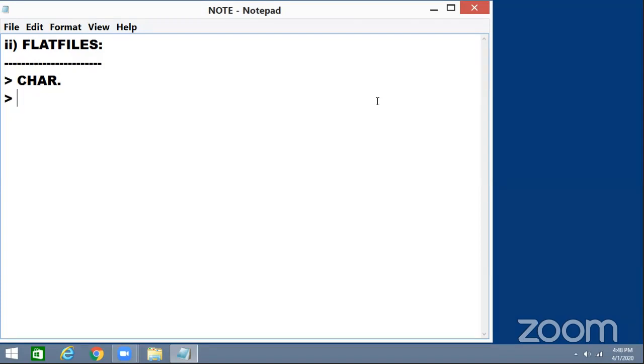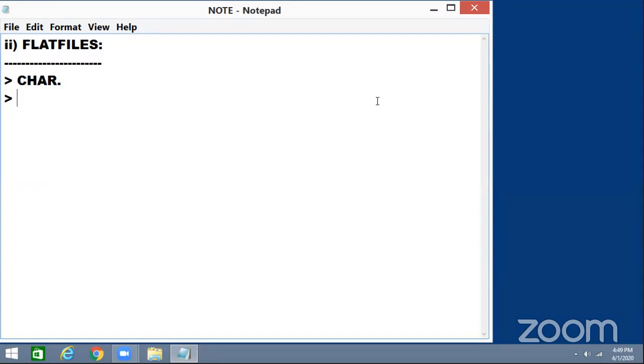If I want to maintain data in flat files, we need some high level languages, which is also very difficult for users to manage. We need to develop applications using high level languages like C and C++. So this is also one type of problem in flat files.